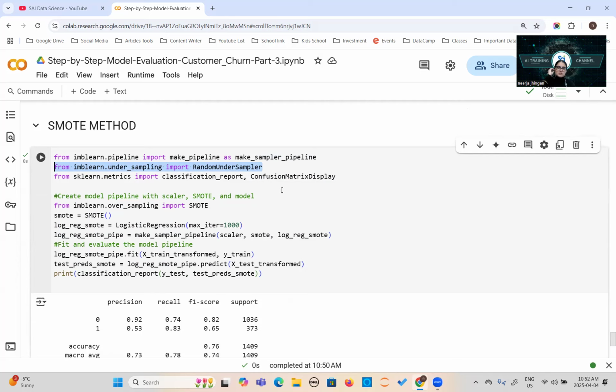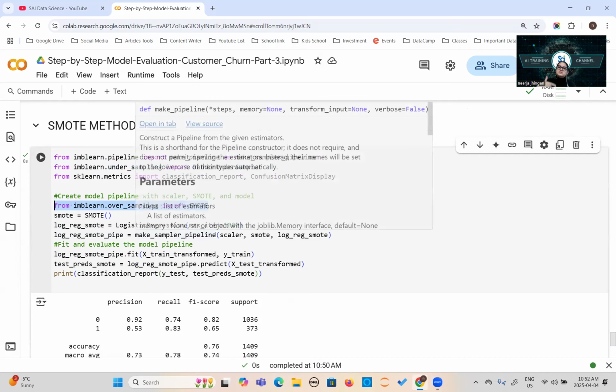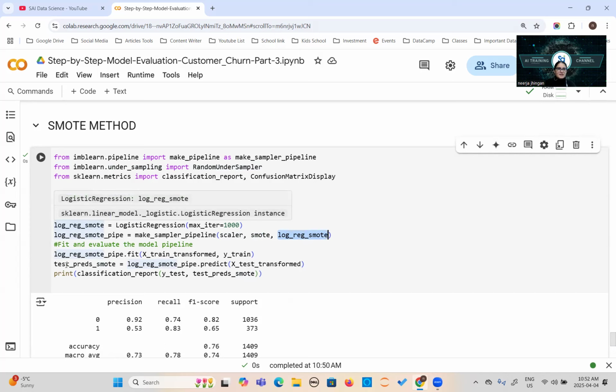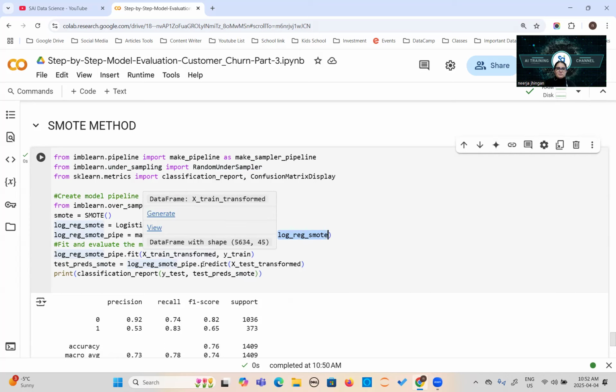sklearn classification report and confusion matrix display. This is from your imblearn oversampling imports. It will generate synthetic data based on the minority class data, similar points. Listen carefully. It will generate the data based on the minority class and balance them. And then we are using maximum iterations. This means that your model is going to run over your samples in this much loop, iterating over 1,000 times over your data points. And then make a sampler pipeline. We will scale it, pass the SMOTE instance, this one, and logistic regression, SMOTE, which we have declared here. Okay. And then we will fit onto the train data and then predict on the test data.